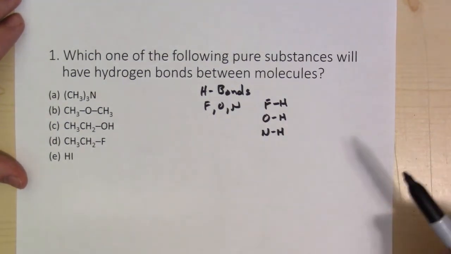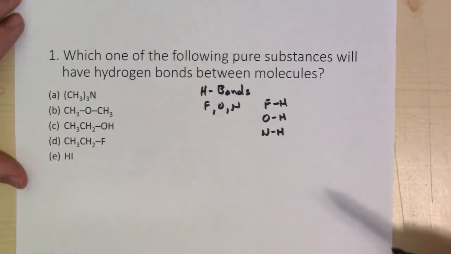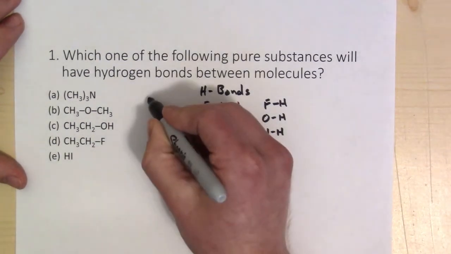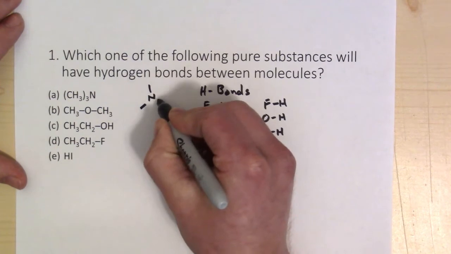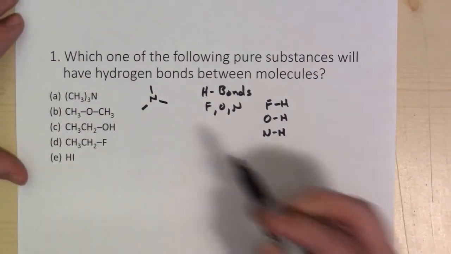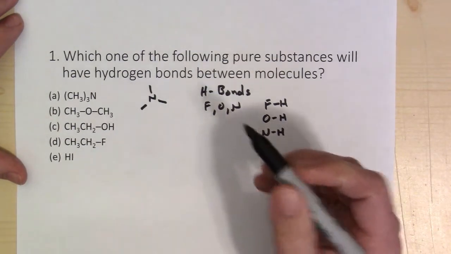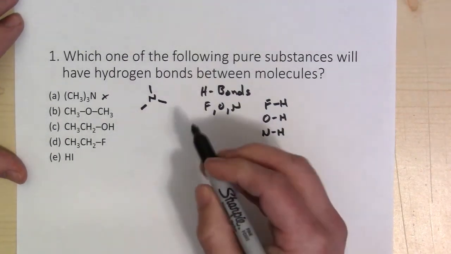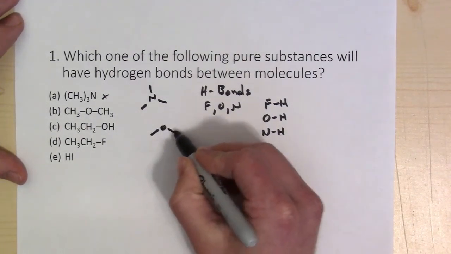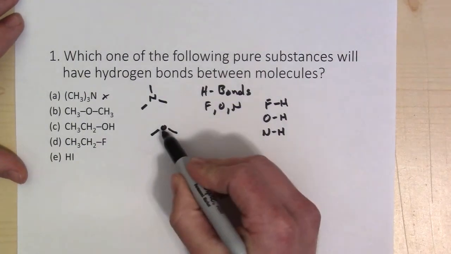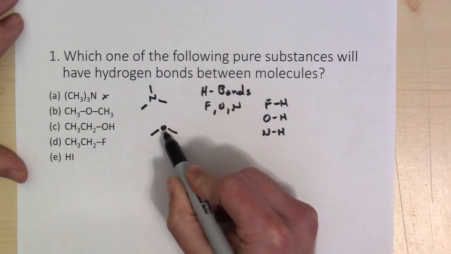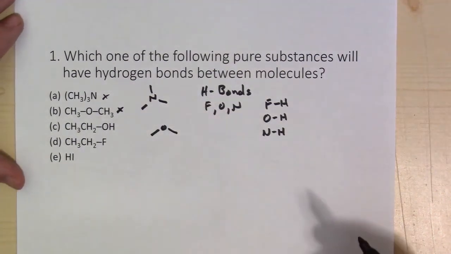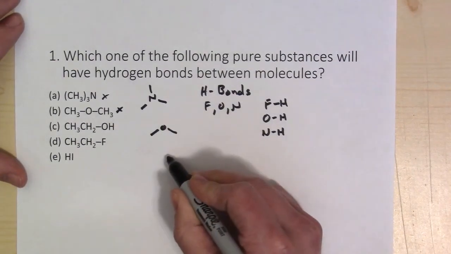So in order to see if we have any of those bonds in any of these molecules, we'll first draw each of the molecules. So here we have trimethylamine for A, a nitrogen with 3 methyl groups, so each of the atoms bonded to the nitrogen is a carbon, so there's no NH bonds there. The next molecule is dimethyl ether. So again, each of the atoms bonded to the oxygen are carbon atoms, so no OH bonds there. The next molecule is ethanol.